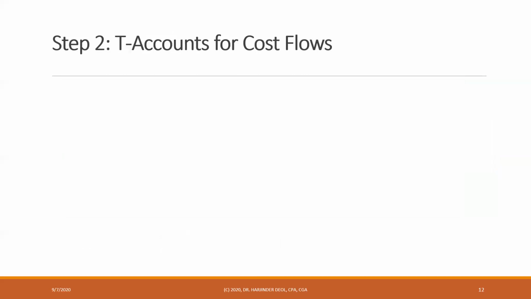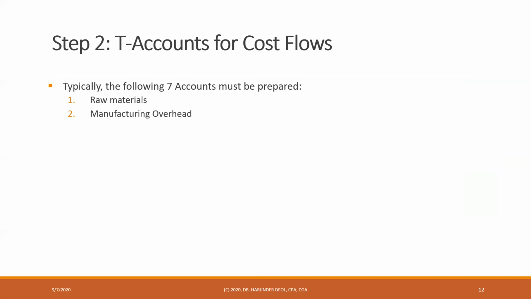Next, we'll take a look at step 2, the T account for cost flows. I mentioned that we usually prepare 7 T accounts. Now, the 7 T accounts essentially are the 3 inventory types: raw materials, work in process, and finished goods. We also include manufacturing overhead costs. We do a T account for cost of goods sold, for sales, and operating expenses.